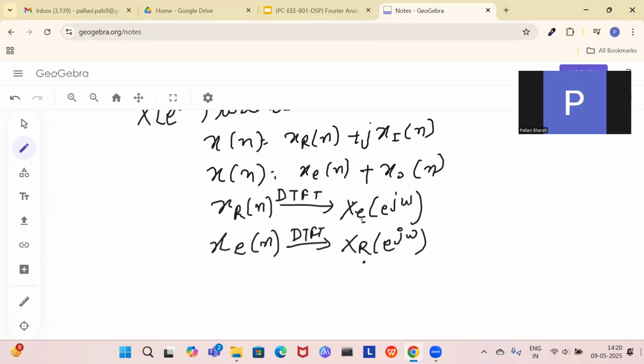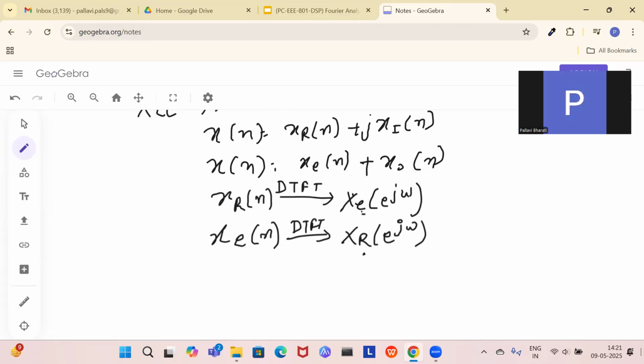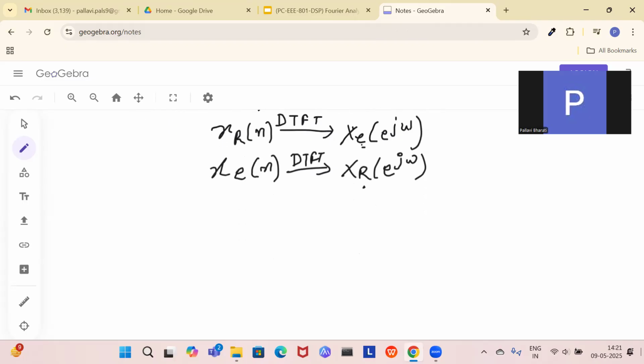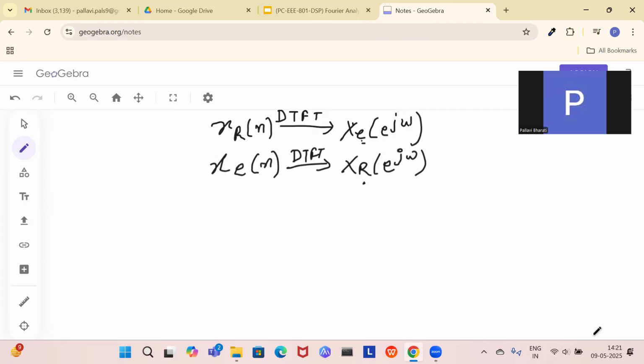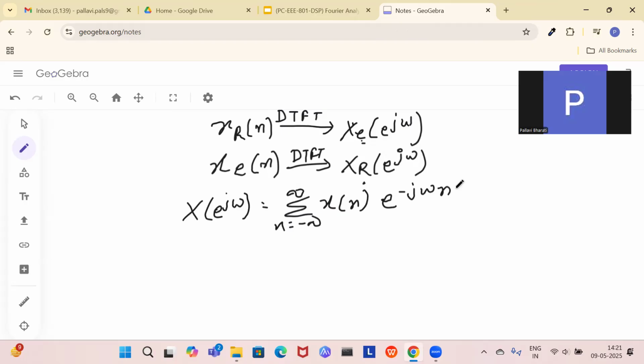And then again, you have to verify it for a signal. So verification can easily be done. What we are going to do is the proving part. Fine. So first of all, let us see that X of e to the power of j omega can be written as, the formula I am writing, nothing else, the summation of x[n] e to the power of minus j omega n.